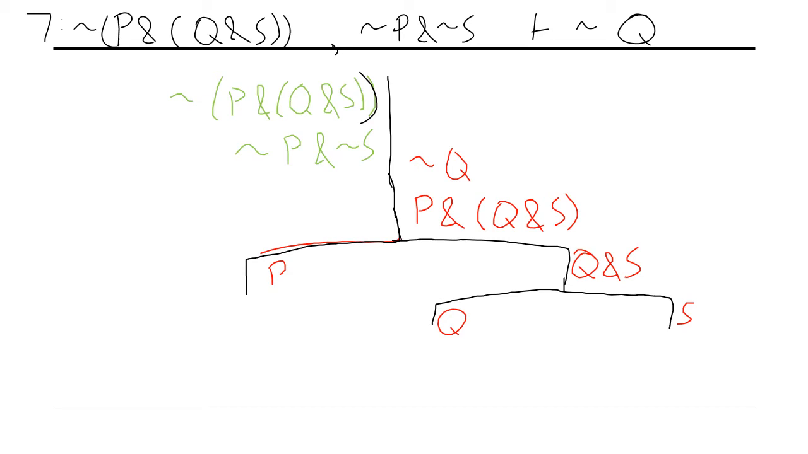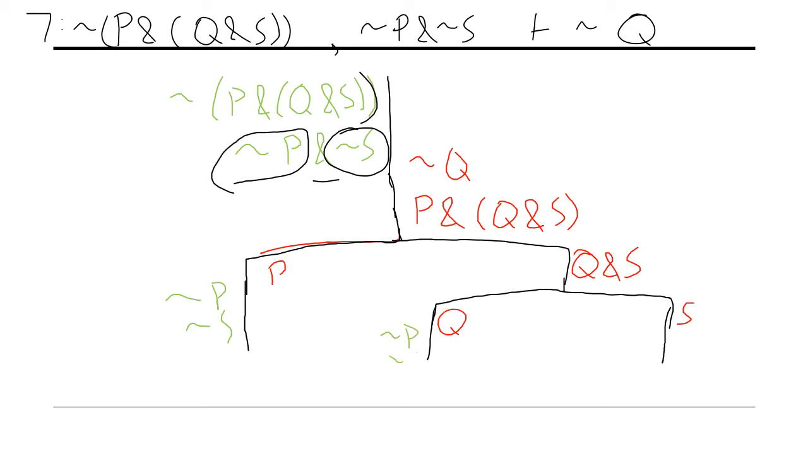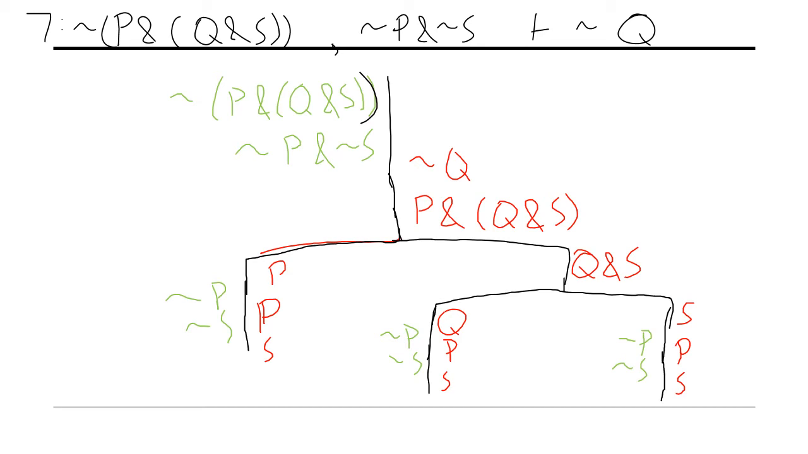Now let's move on to the second premise. Second premise, main operator is the ampersand. We got tildes attached here and tildes attached here. So ampersand on the left hand side says we stack. Not P, not S. P, not S. P, not S. So then we gotta flip those across, get rid of the tildes. Now we've broken down that one as far as it will go.